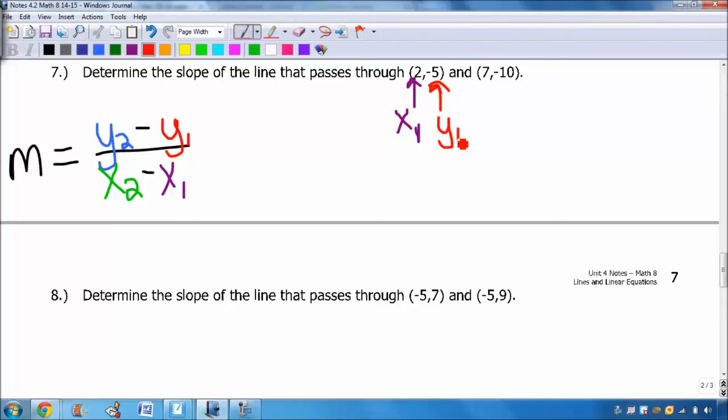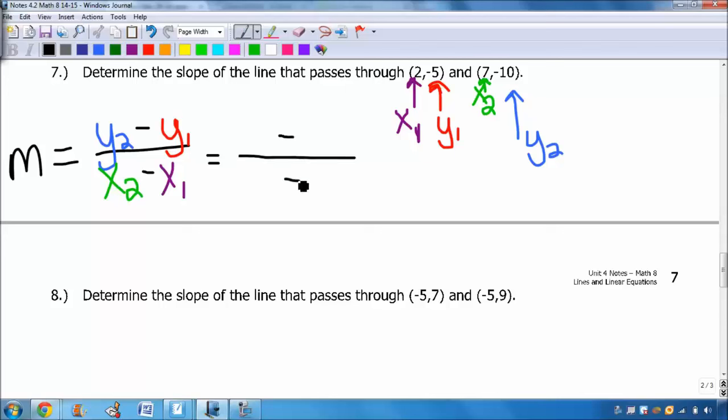Okay, hopefully that makes sense to you. And then the 7 is the second x value, so I'm going to call this x2, all right? And then this -10 is my second y value, so I'm going to call this y2. So now all I have to do is plug in all of my information into the slope formula, okay?